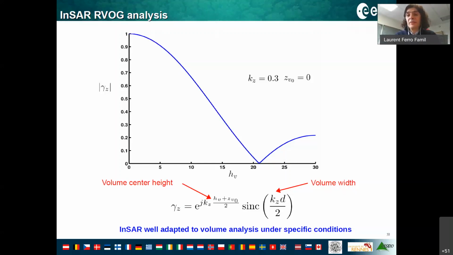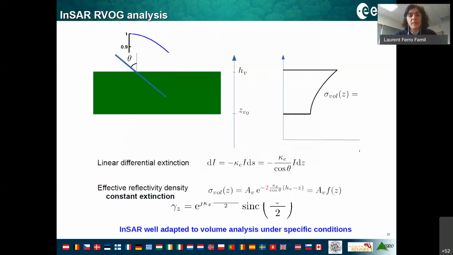Okay, of course this is idealized, but it shows you that coherence is a nice tool. Decorrelation is a function of the presence of the volume, and the phase center, the elevation which corresponds to this phase term here, gives you an indication of the position of the volume in space.